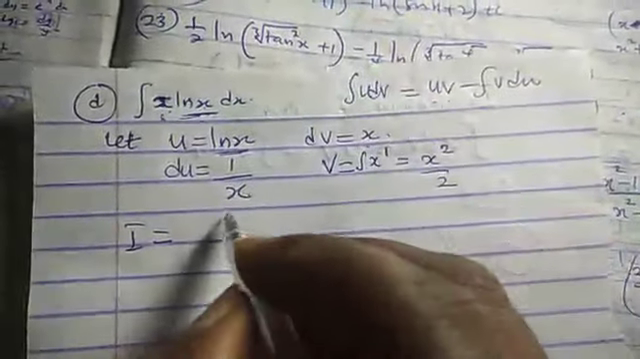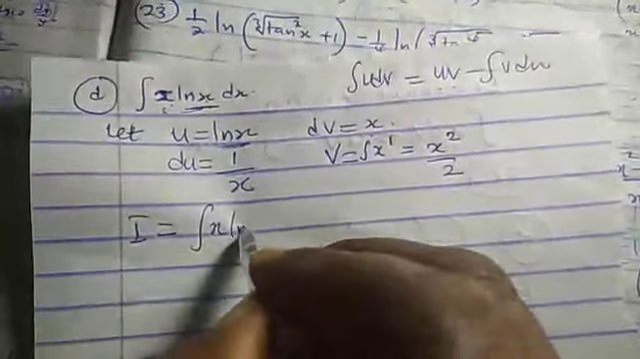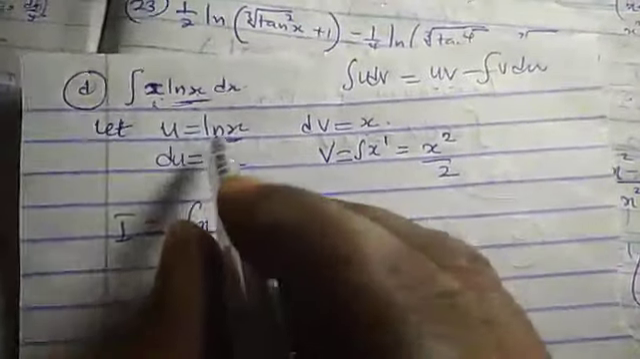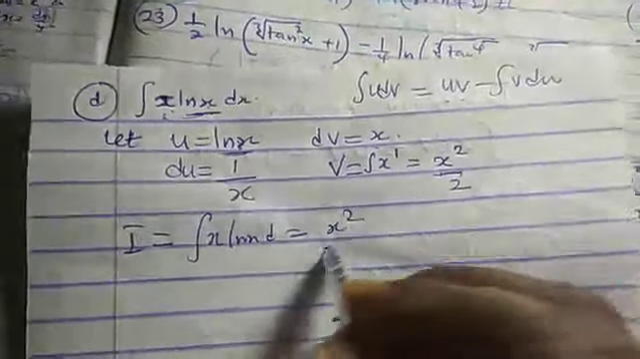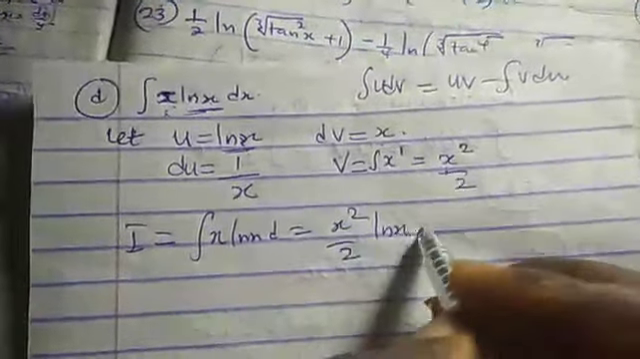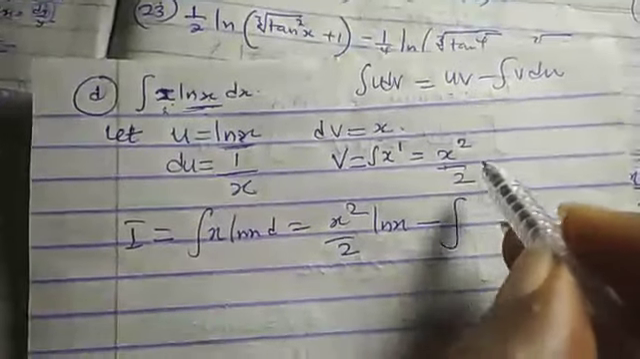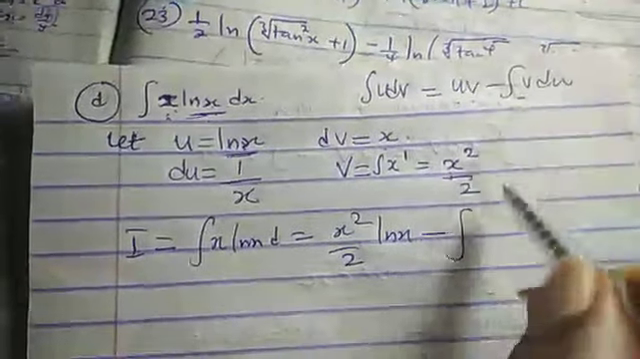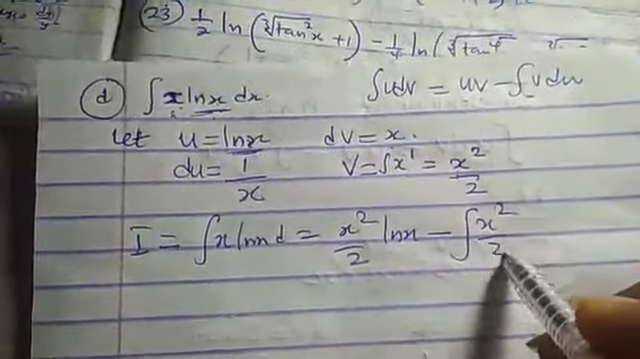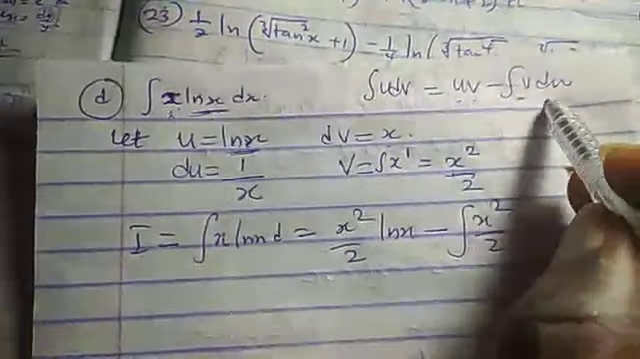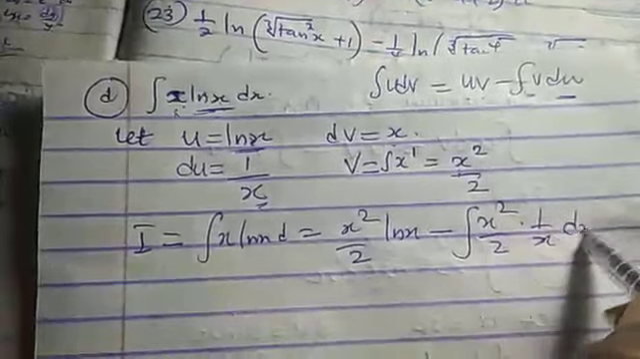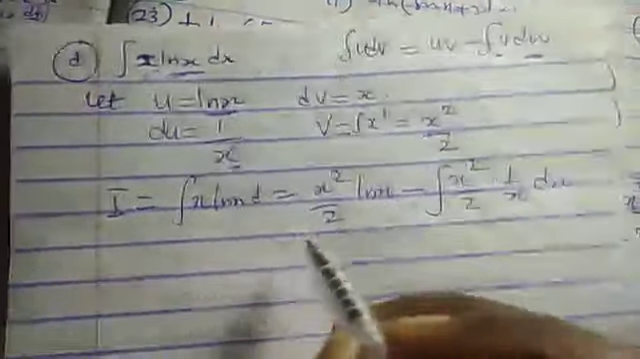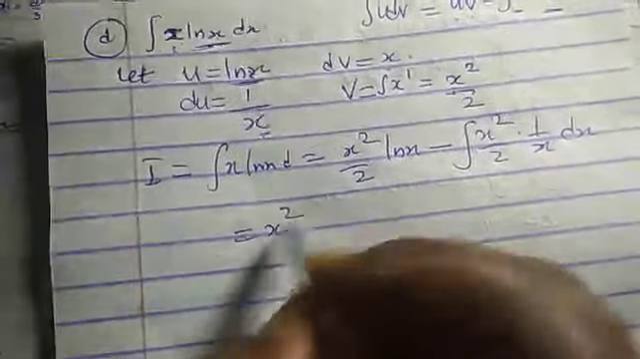Now uv, let's say the integral of x ln x dx is equal to uv, this is our u times v, this times this. That will be x squared over 2 ln x minus the integral of v, this is our v times du, this is our du here, 1 over x dx. We put dx there always.